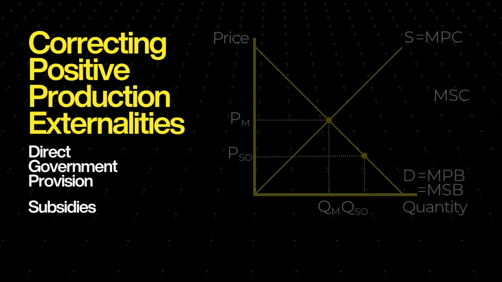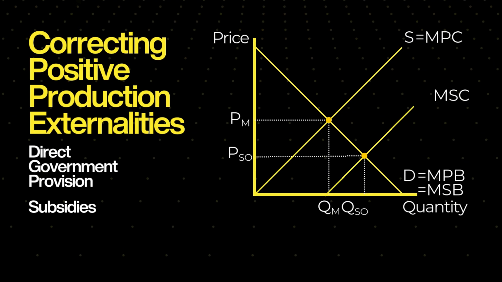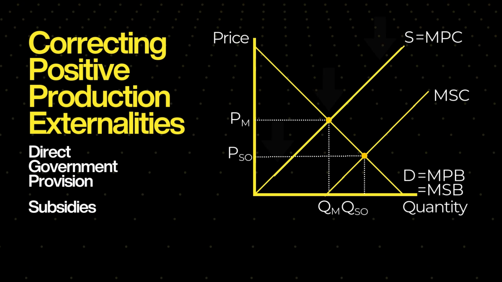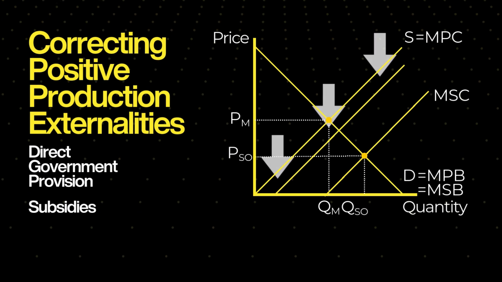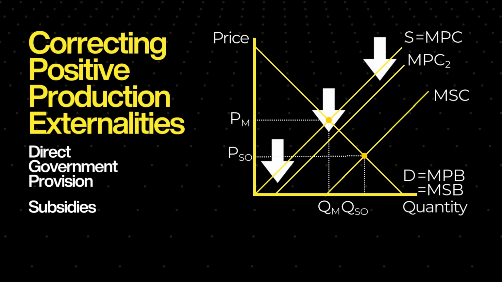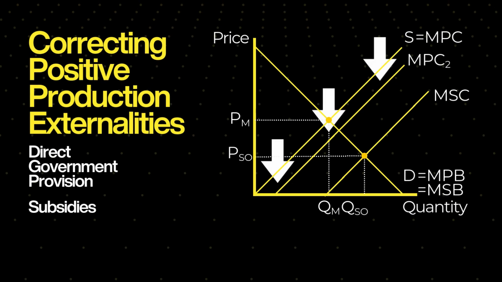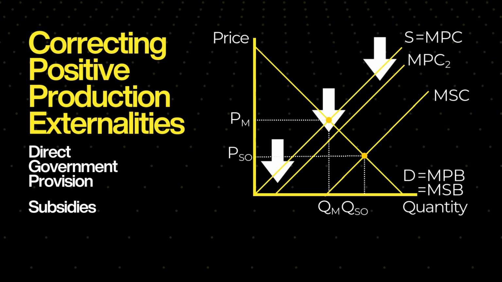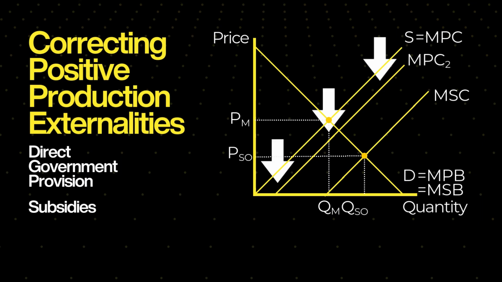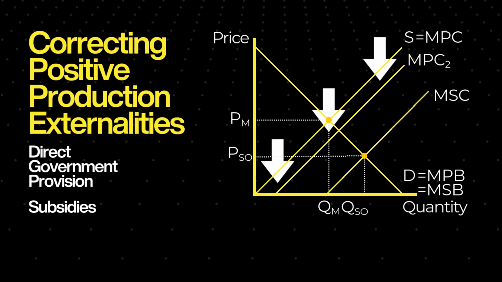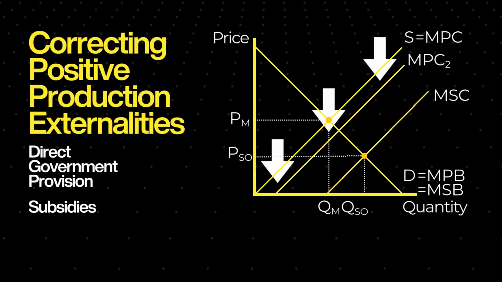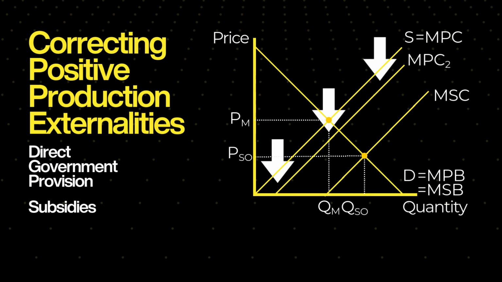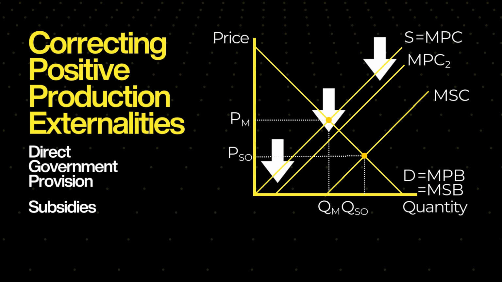Let's see what that looks like on a diagram. So even though these two methods work in different ways, they both have the same effect, which is to push the MPC curve downward closer to the MSC curve. For direct government provision, since the government is now producing the good or service, the private firm doesn't need to produce as much, or possibly at all. This means lower costs of production for the private firm, which lowers the marginal private cost curve. Since subsidies also lower the production costs through money given to the private firm from the government, they also lower the marginal private cost curve.